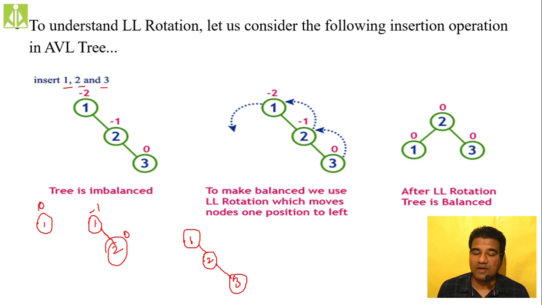So for this 3, we have to start from the leaf node. For this 3, balance factor is 0. No left child, no right child, so balance factor is 0. For this 2, no left child, but right child we have. So 0 minus 1, the balance factor will become -1.